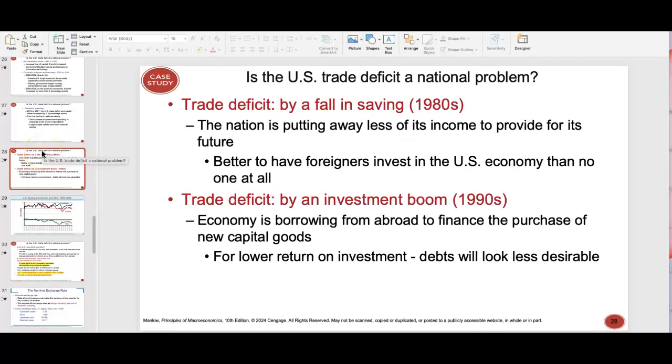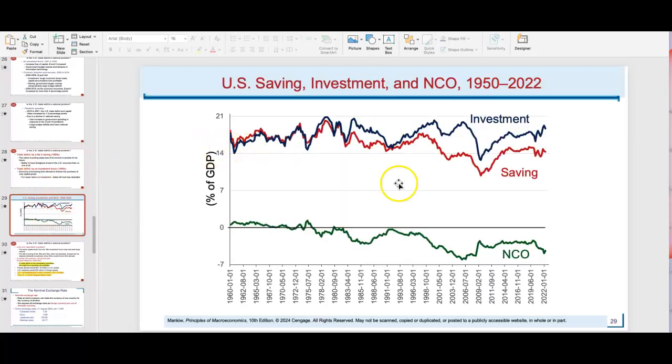So this is pretty much what happened. In the 80s, we had a trade deficit caused by a fall in savings. The nation put away less of its income to provide for its future. In the 90s, the trade deficit was caused by the investment boom. The economy was borrowing from abroad to finance the purchase of new capital goods. So even if we had those budget surpluses, we still had that trade deficit. And we can look at how investments and savings were matching more at the beginning of the 90s, when they're closer, but then investments are higher than savings.